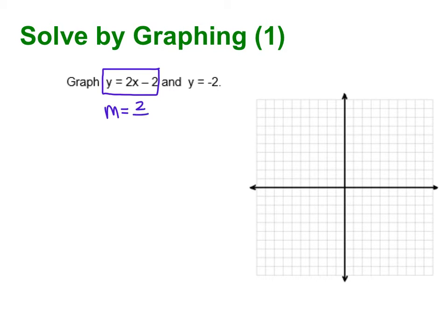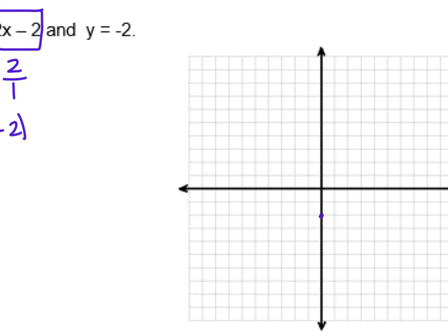So 2, I'm going to go ahead and put it over 1, so I have my rise and my run. And we know the y-intercept is that negative 2. So I'm just writing it as an ordered pair. So we can go ahead and put this line on our graph, starting with the y-intercept at negative 2. And then from there you can go up 2 and to the right 1, so we have that positive slope.